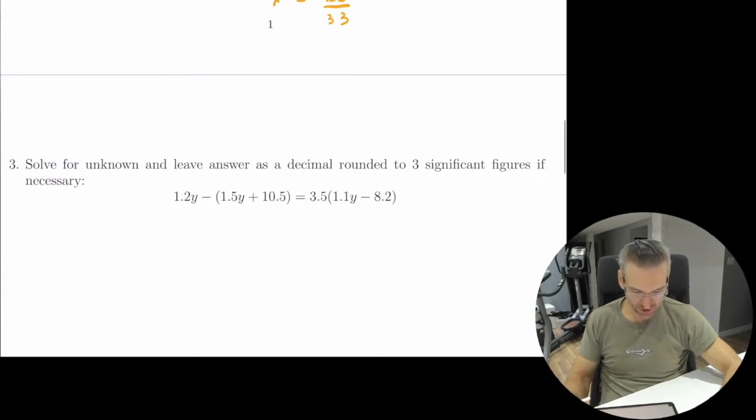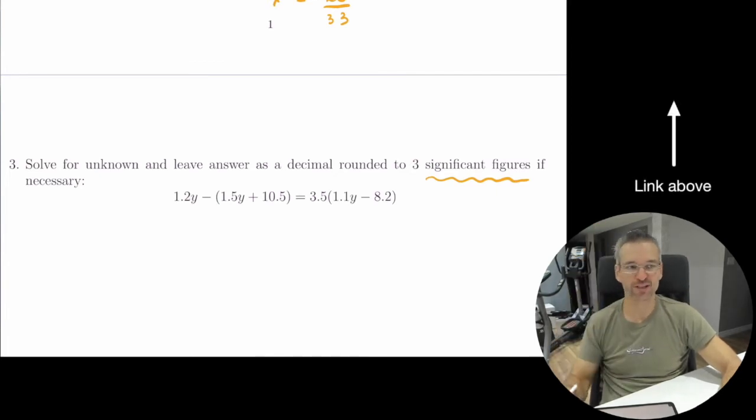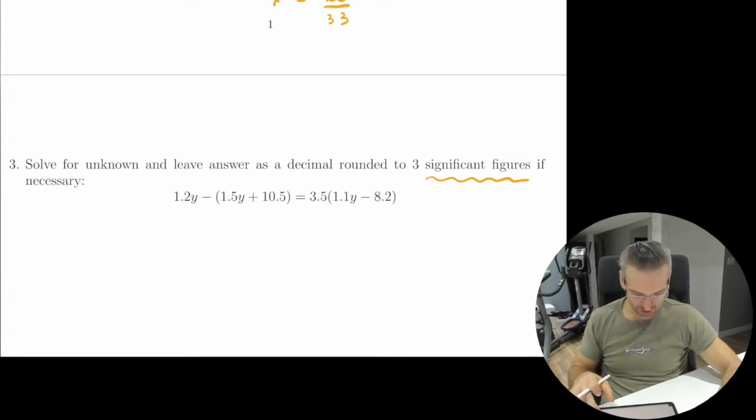Here it says solve for the unknown and leave the answer as a decimal, rounded to 3 significant figures. So this will kind of bug you about significant figures. If you want to learn about significant figures, I'm going to put a link up on top if you really want to know how to count significant figures. I'll do that there so that you'll see what I have done at the end in terms of solving this. So let's get started.